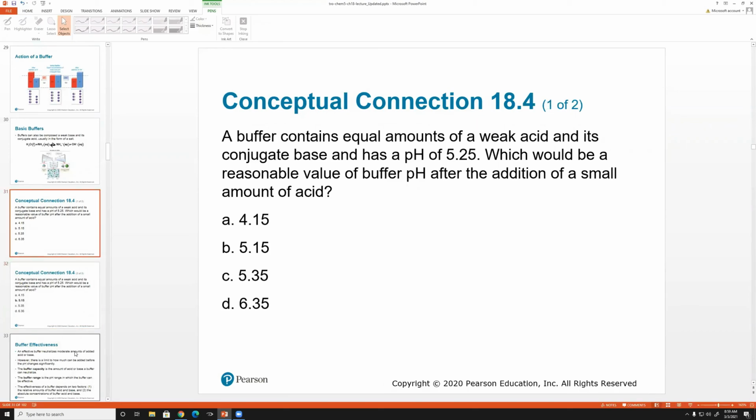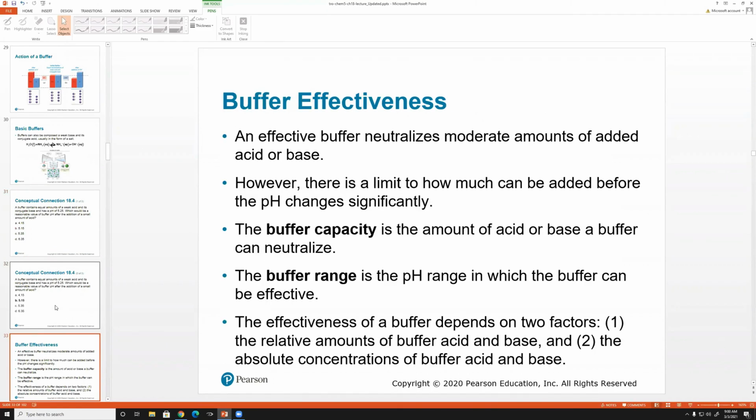Now, if you have a buffer that contains an equal amount of a weak acid and its conjugate base and has a pH of 5.25, which would be a reasonable pH value after the addition of a small amount of acid? So if you remember, a buffer mitigates the change in pH. So it should be a little bit lower than 5.25. So 5.15 is a good estimate.